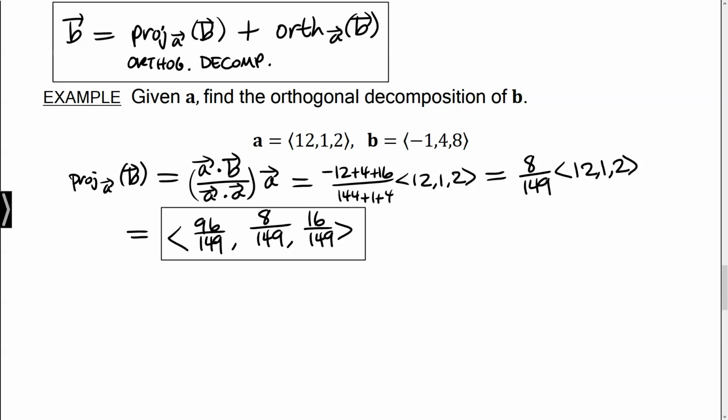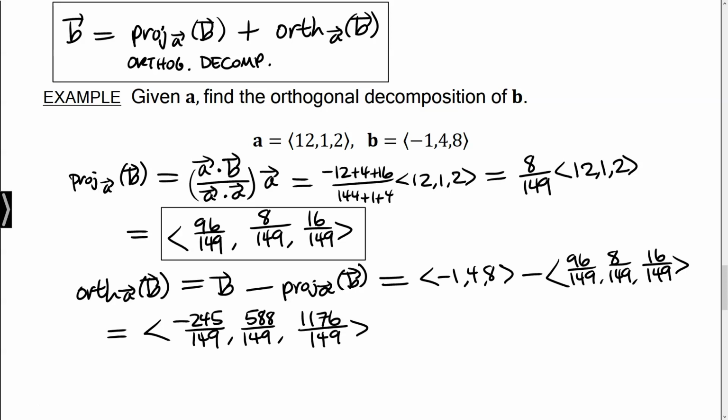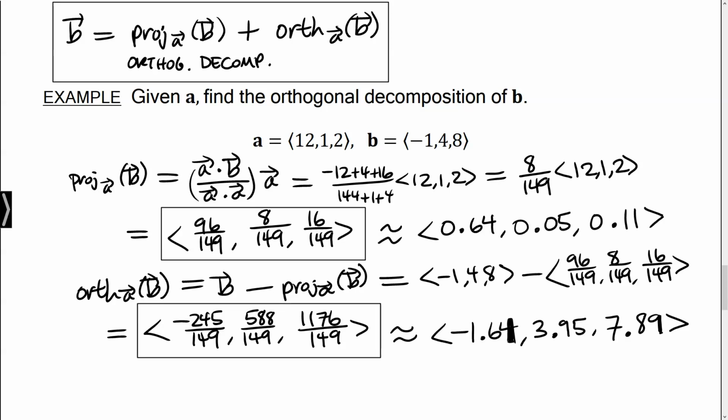Now we need what's left over. So this is going to be B minus that. So that's going to be negative 1, 4, 8 minus this 96 over 149. All right, so this doesn't work out to any particularly nice numbers. Okay, so it turns out to be this. What I'm going to do is box this, and then give you approximations to 2 decimal places, because these are just kind of awful fractions. So there are their approximations.